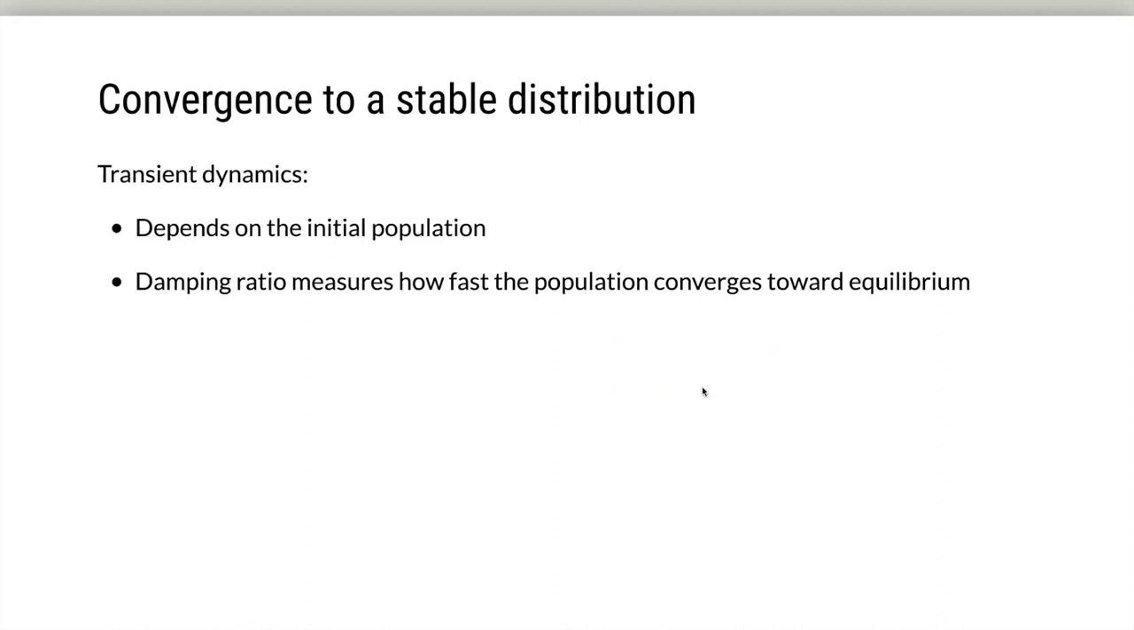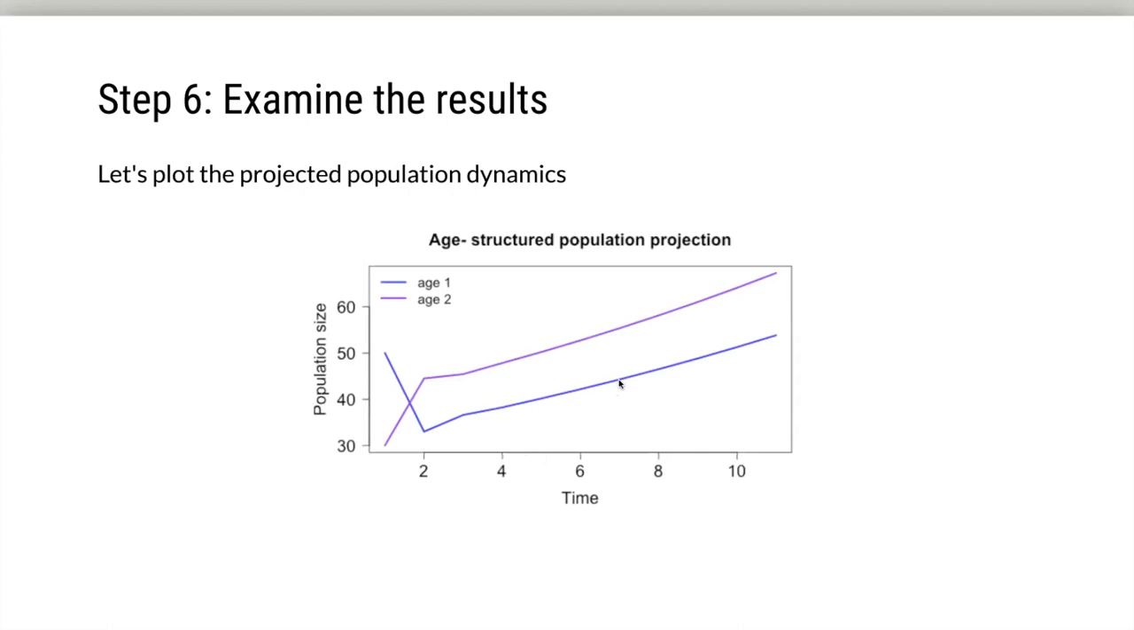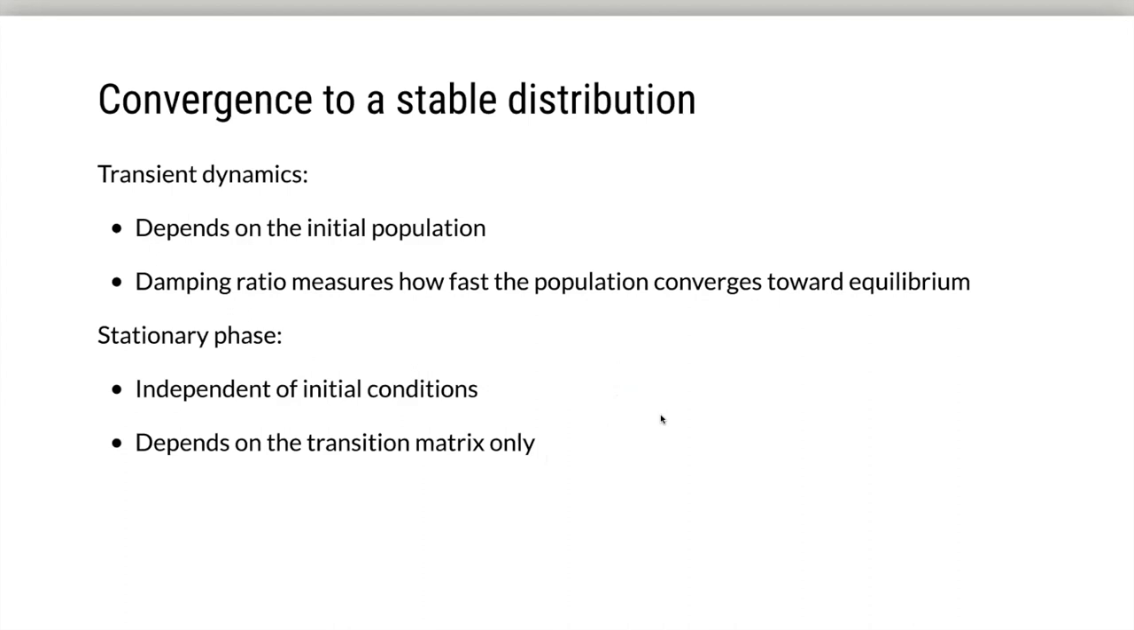The stationary phase is independent of the initial conditions. It just depends on the transition matrix only. So it's very cool. It means that if you know the transition matrix, you actually don't have to run the simulation to know the proportion of individuals in each stage of the population, and also the asymptotic growth rate of the population.